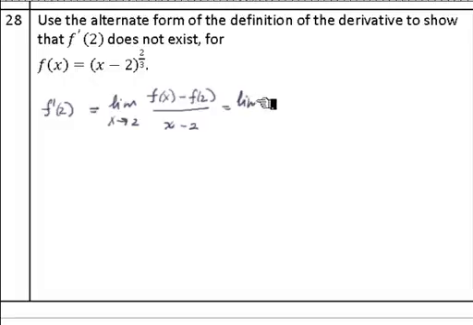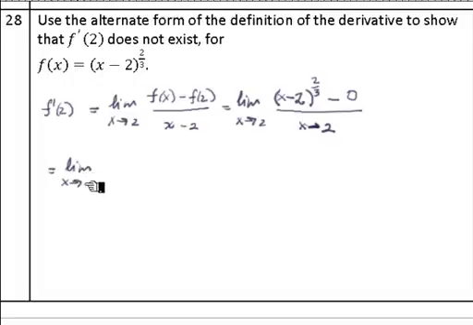Okay, let's just substitute in what we have here. Limit as x goes to 2 of f of x, x minus 2 to the 2/3, minus f of 2. Substituting in 2 here, we get 2 minus 2, that's 0. Let's just rewrite this without the 0. And let's reduce this. We can subtract 2/3 minus 1.